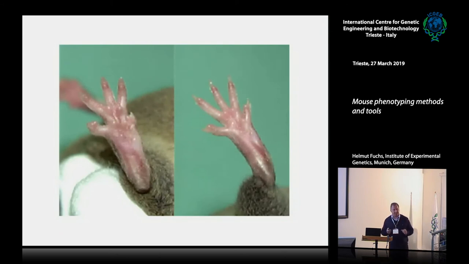Are these types of effects present in all four limbs? In most cases you see it more obviously in the hind limbs, and the front limbs sometimes also show a milder phenotype or no phenotype. If you breed them to homozygosity, you will see that this digit is completely missing. So this is a heterozygous mutant.